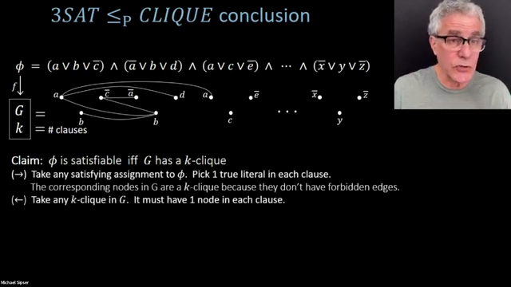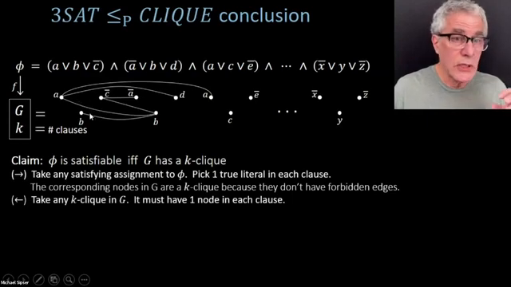First of all, it can't have two nodes in the same clause. Why? Because those nodes are never connected to one another. So they cannot both be in the same clique, because all the nodes in a clique are connected to one another. By the way we constructed G, nodes from the same clause are not connected. So they cannot appear in a clique together. So there's going to be at most one node from every clause appearing in this clique.